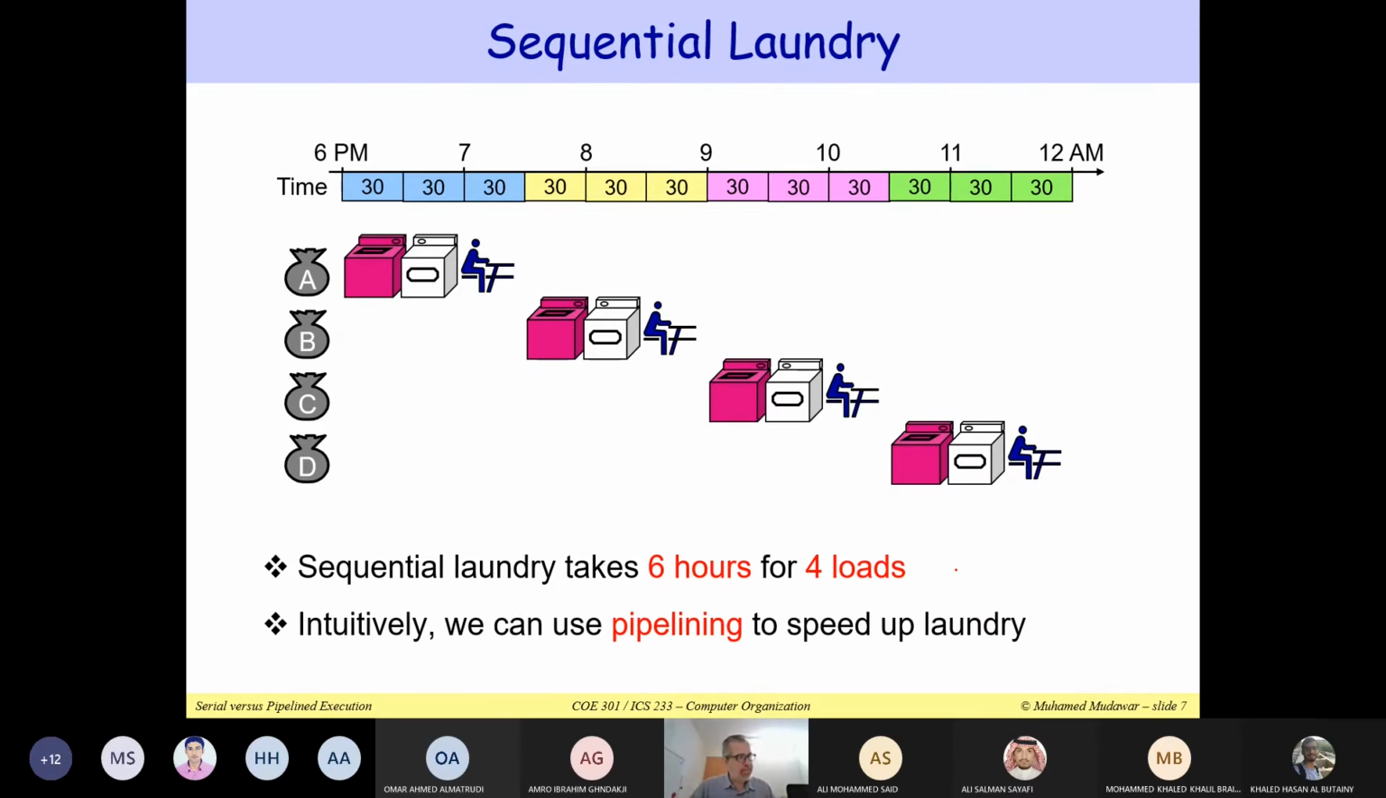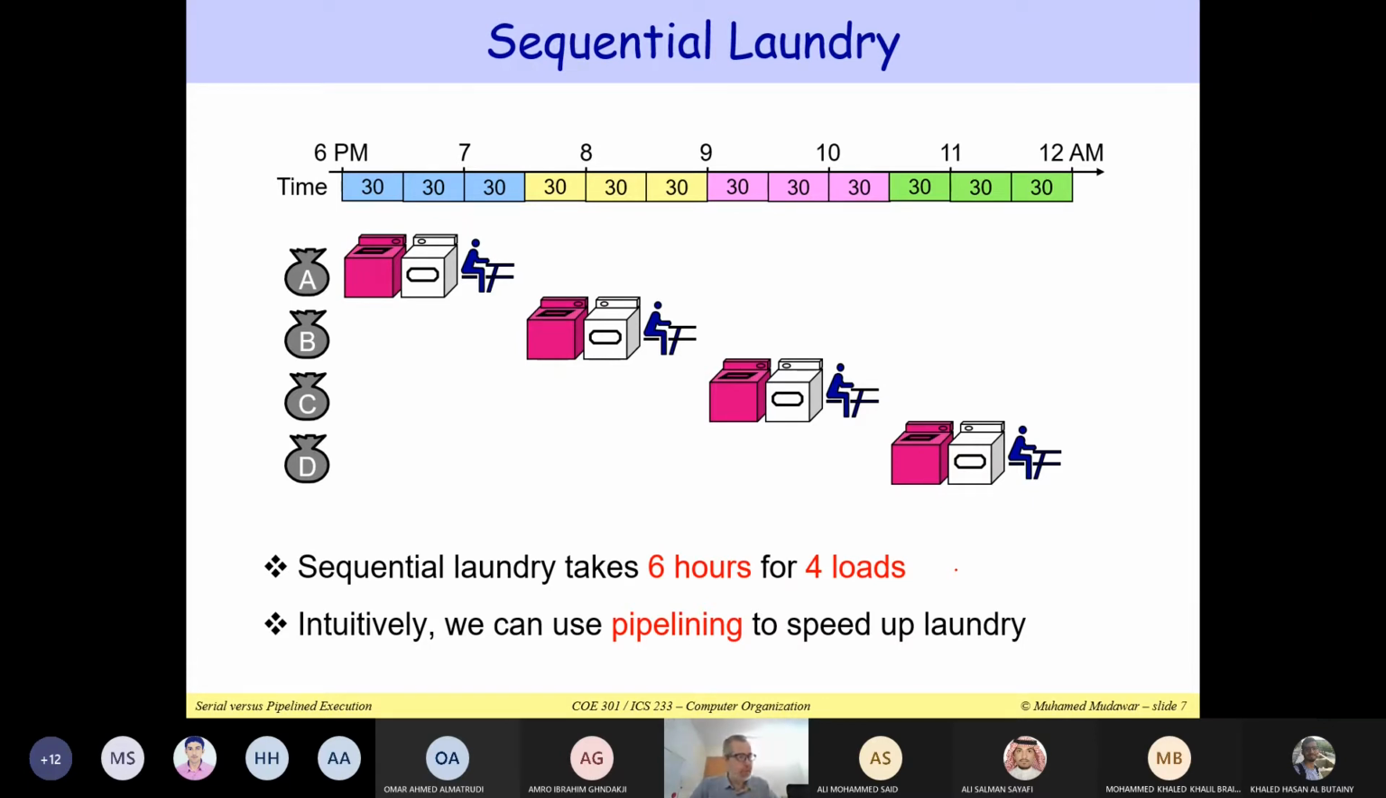Let us do better than this. Now, intuitively, we can use pipelining. I don't know if you have done it. So how can we do it with pipelining? Anyone? We will use more machines at the same time? No, the same machines. Same machines. After the first 30 minutes, the washer is empty, we can use it again. Yes. So what we need to do is overlap the use of these three resources.